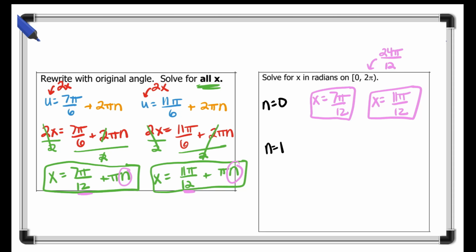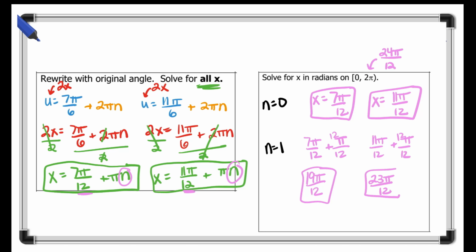When my n is 1, I'm going to plug in 1 for n and solve. If I write that out, that would be 7 pi over 12 plus pi times 1, and we know that pi is the same thing as 12 pi over 12. So that answer is 19 pi over 12. There's another angle there. Then we take 11 pi over 12 plus pi, which is again 12 over 12, and that would get me 23 pi over 12.